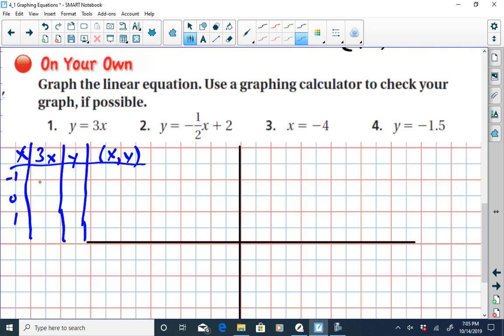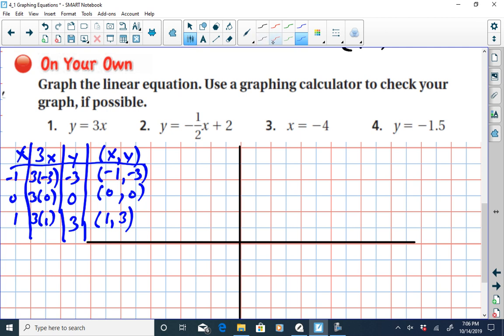3 times -1 is, let's see, that's -3. Then we have 3 times 0. Then we have 3 times 1. We're replacing x with each of these input values. The output, 3 times 0 is 0. Here, 3 times 1 is 3. So to create the ordered pair, I take the x value, I take the y value, put them together in parentheses. (-1, -3) would be the ordered pair. When the input's 0, the output is 0, so (0, 0) will be the ordered pair. When the input's 1, the output's 3, so (1, 3) is going to be the ordered pair.